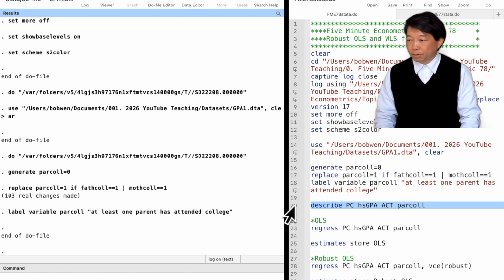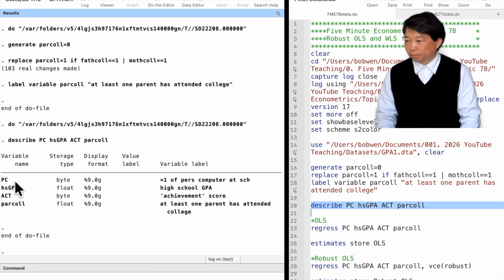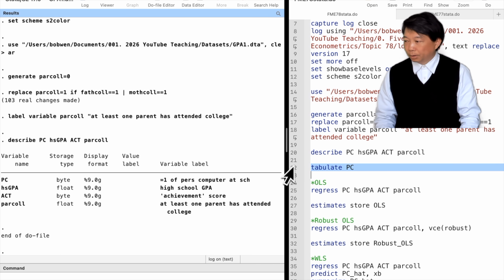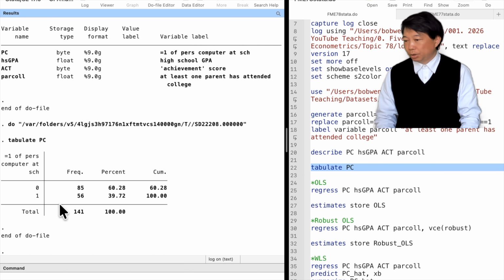This model uses students' high school GPA, ACT, and whether at least one of the parents attended college to explain the probability of owning a computer. The outcome variable is a dummy variable, PC, which equals 1 if the student owns a computer and 0 otherwise. The data were collected in the 1990s. Only about 40% of the students owned a personal computer in the sample.